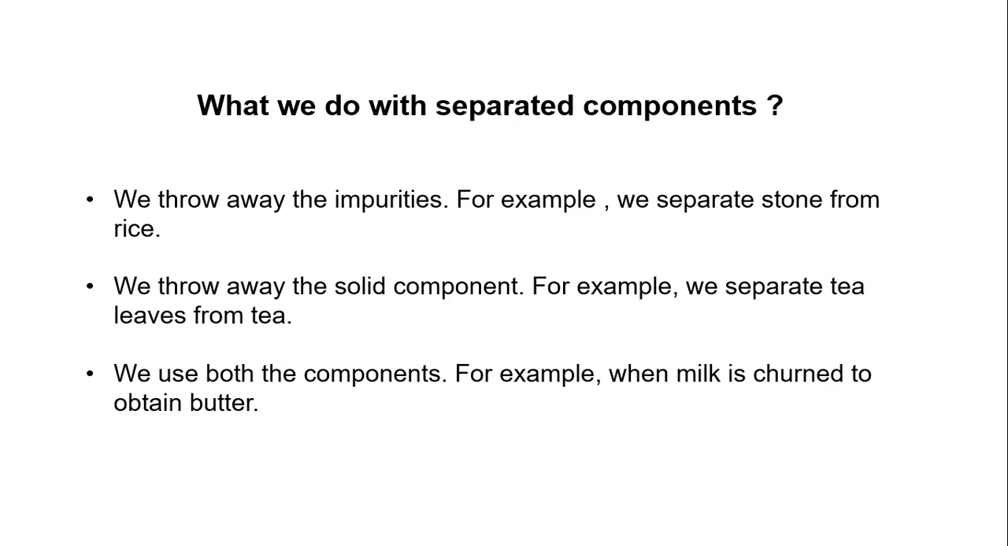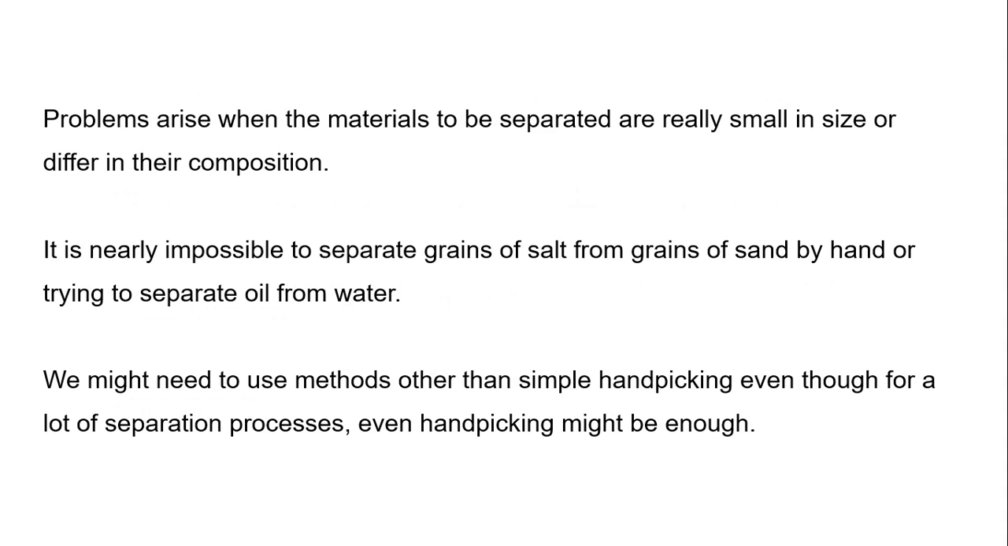We use both the components. When we churn milk, it produces buttermilk and butter. So we use both the components.